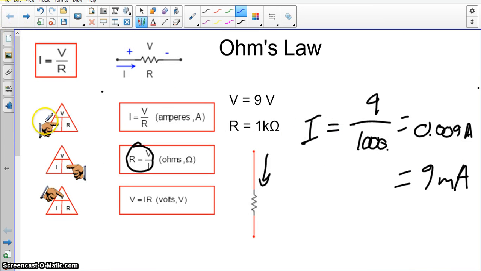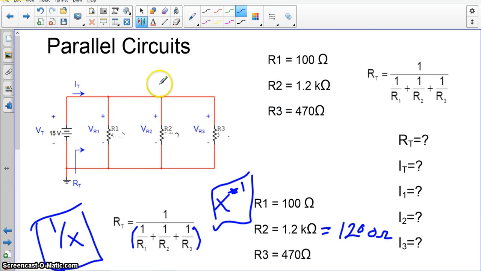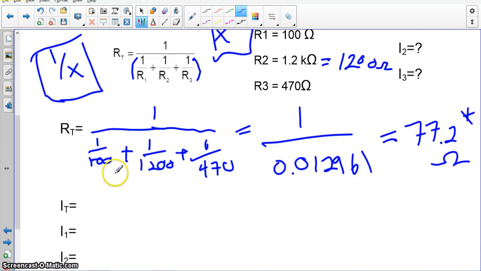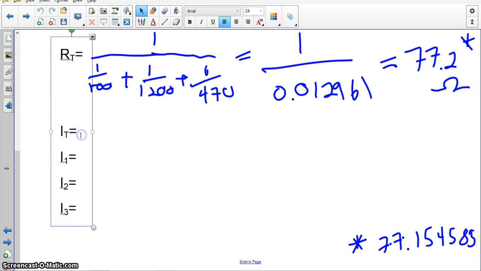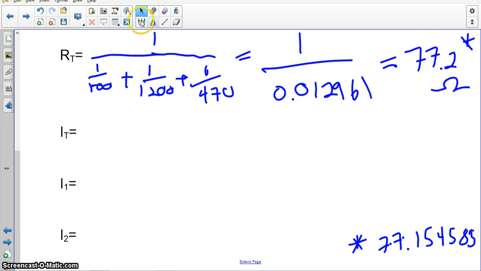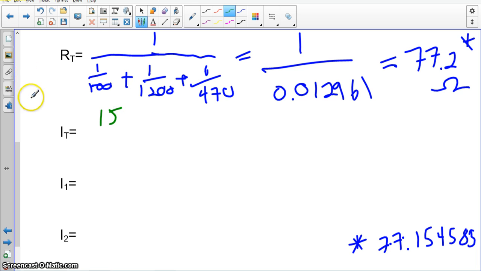Like I said, it's just basic Ohm's law. So when you're finding current, it's V over R. What's R? Well, that's what we just figured out. What's V? 15 volts in this example. So we do, let's change colors just for the heck of it. I equals V over R.